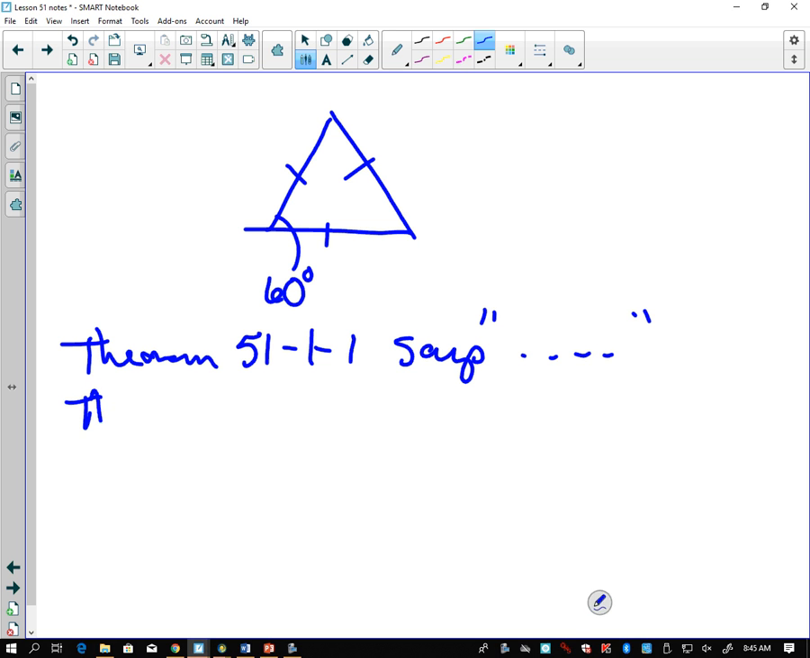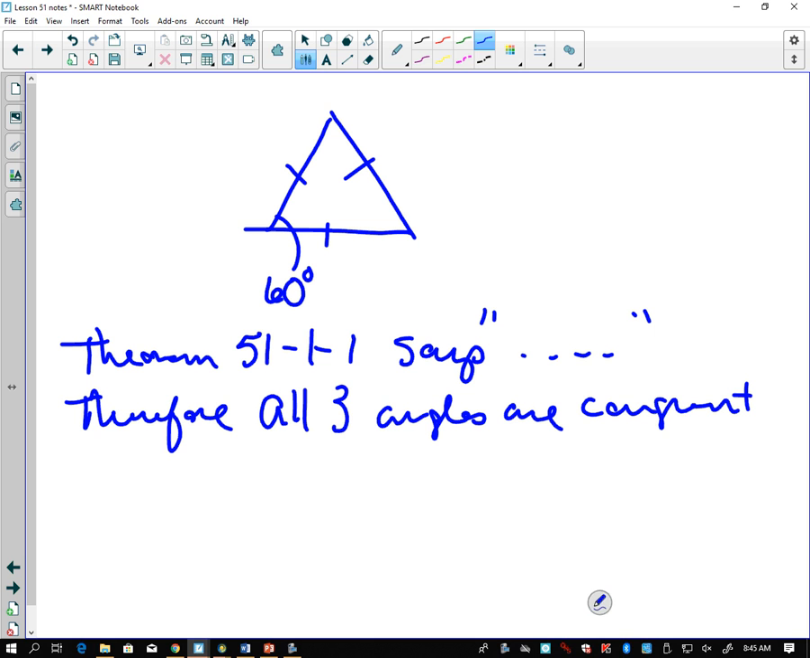Therefore, if I know that if it's equilateral, then it's equiangular, therefore all 3 angles are congruent, and there are, how did I get to the number 60?